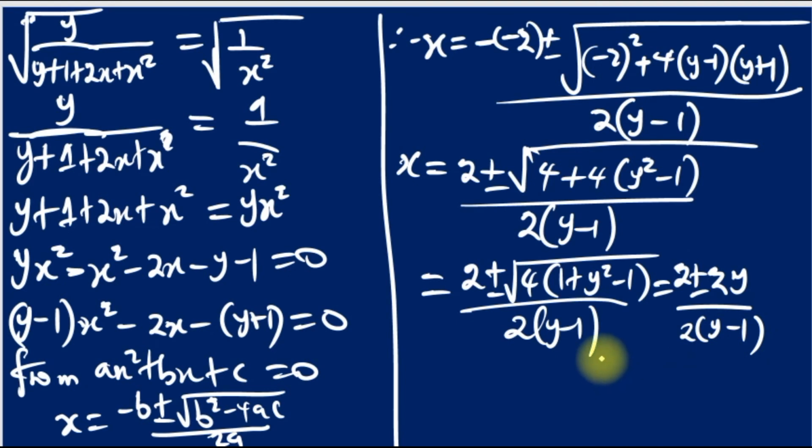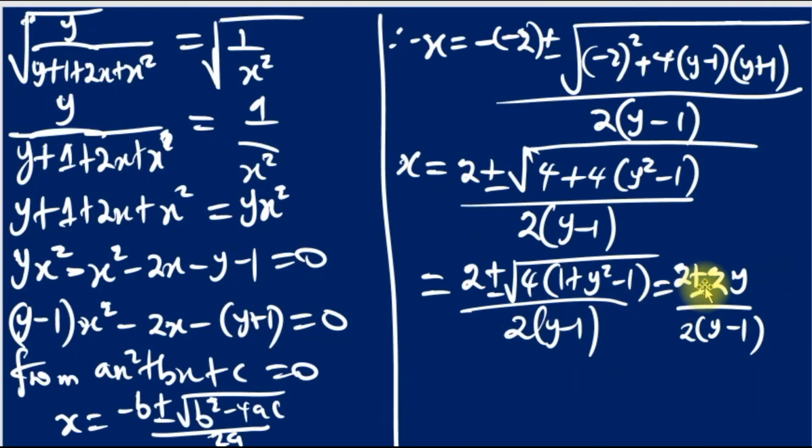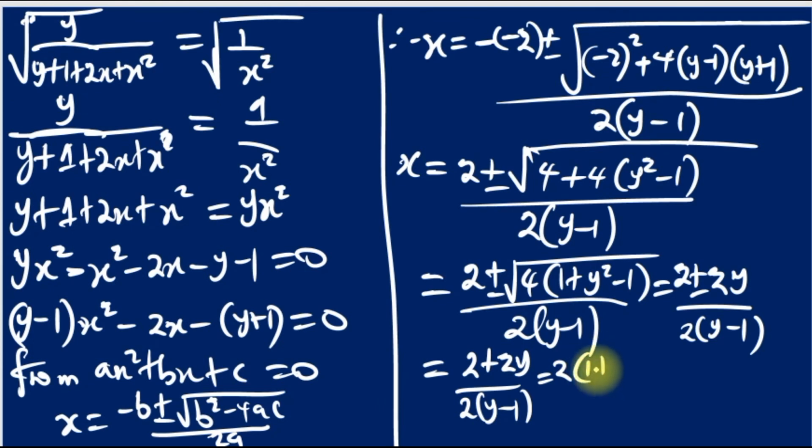But remember, here x is area. Area should be positive, not negative. So we discard the negative sign. We use only positive. So we have 2 plus 2y over 2(y minus 1). And if you factor 2, we have 1 plus y over y minus 1 times 2. So 2, 2 cancel. So we now have y plus 1 over y minus 1. So that's our x.